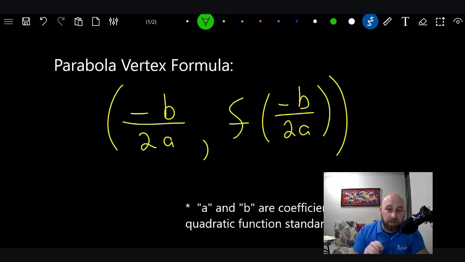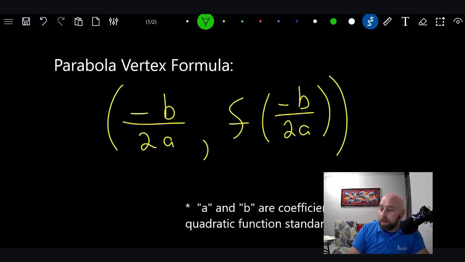Here's a shortcut to finding the vertex, because that's where you need to start in order to figure out what the translations are, what the reflections are, what the stretches are. You need to know where the vertex is. And let me show you something. This is great. You're going to like it. It's not hard. You just plug stuff in.